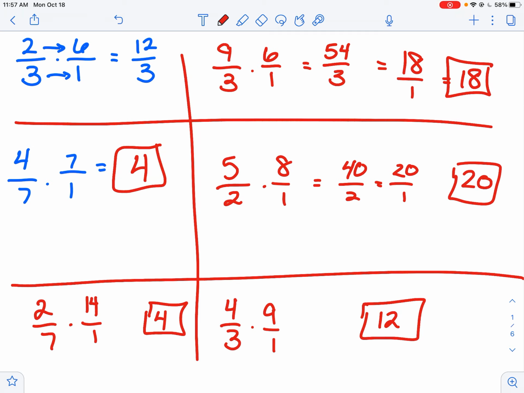So that's how you multiply fractions together, especially if it's just a whole number all by itself. It can be kind of tricky. Let me know what questions you have, and I will see you soon.